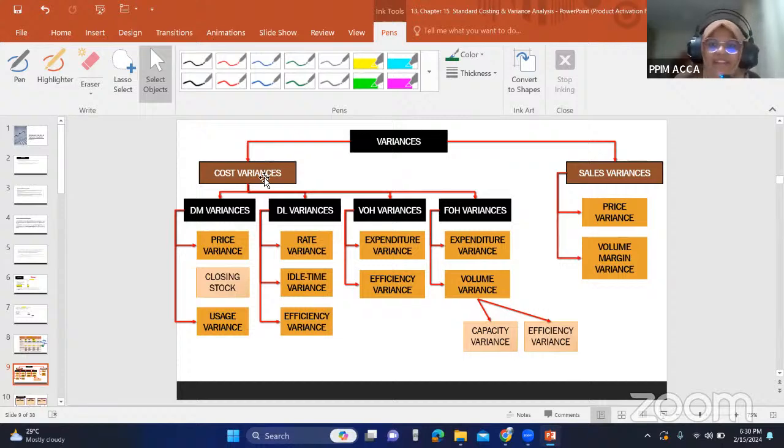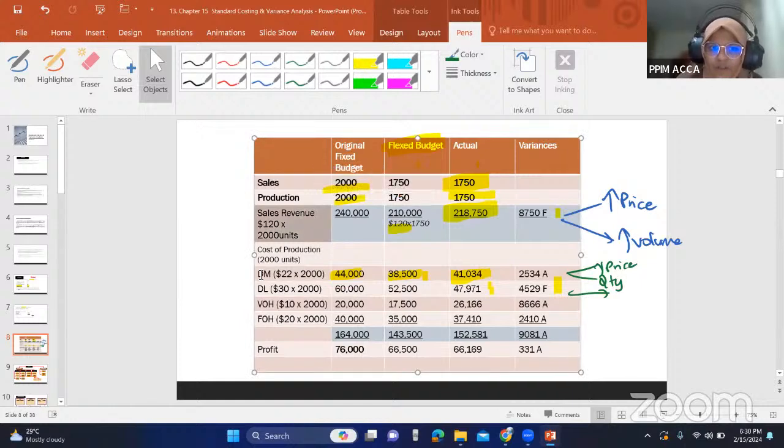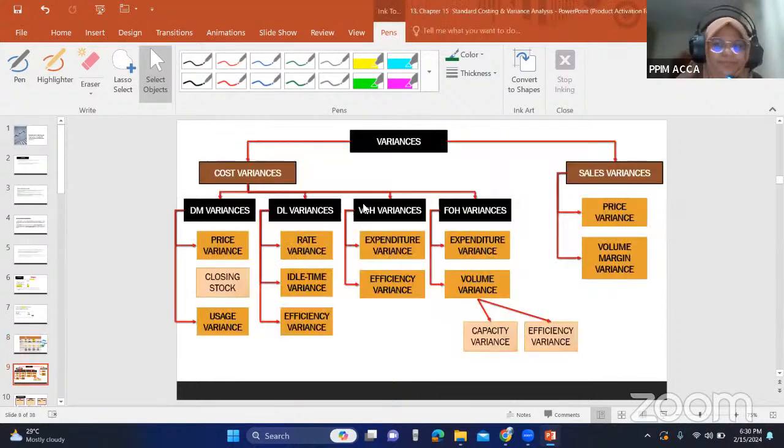Okay. So variances as a whole, we split into two: cost variances and sales variances. Sales variances are only to do with this top portion, which is the sales revenue. Cost is all of them. So cost variances, we have direct materials, direct labor, variable overheads, fixed overheads. Under direct materials, we have the price variance. This is the variance that happens because the amount that we paid for the direct material is not according to budget. The other one is the usage variance, meaning the amount of raw material that we used is not in line with the budget.